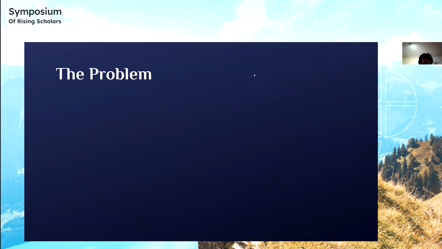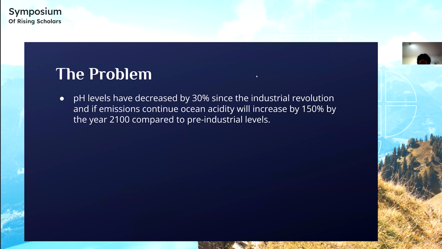So the problem. Right now, pH levels have decreased by 30% since the Industrial Revolution. And if emissions continue, ocean acidity would increase by 150% by the year 2100 compared to pre-industrial levels. And this is due to the fact that CO2 and water combine to form carbonic acid, which produces H+ ions, decreasing the pH levels.